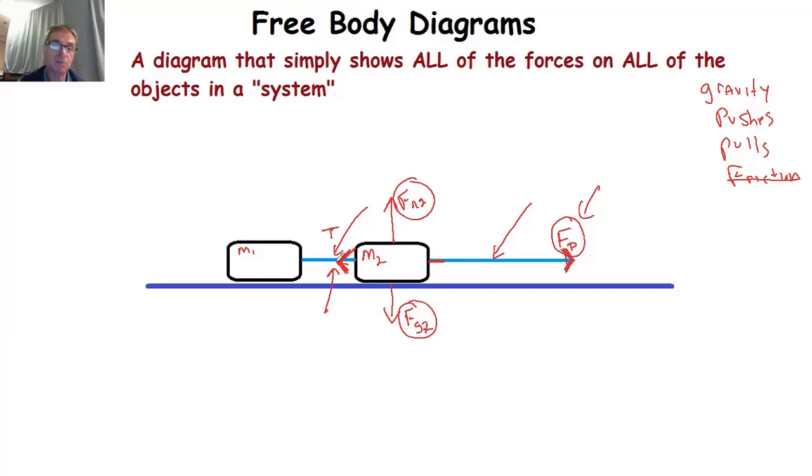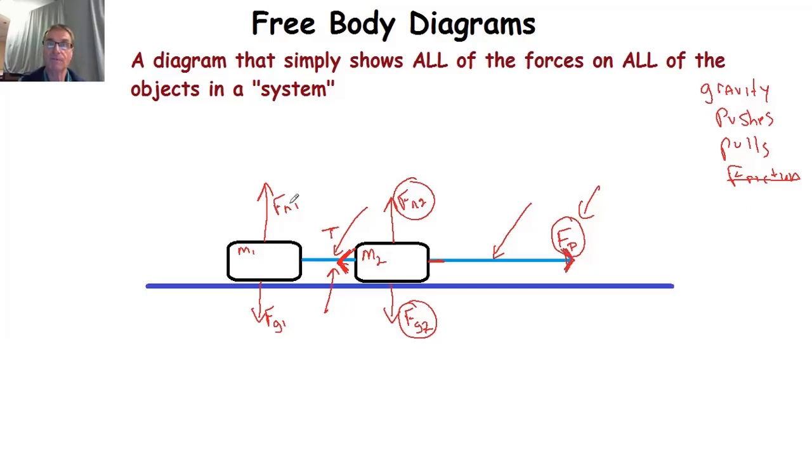All right, let's look at block number M1 now. Well, we're going to have the force due to friction on that guy. I'm sorry, the force due to gravity on that guy. So I'm going to label that FG1. We're going to have the normal force. We'll call that FN1. And block M1 also has a rope attached to it.